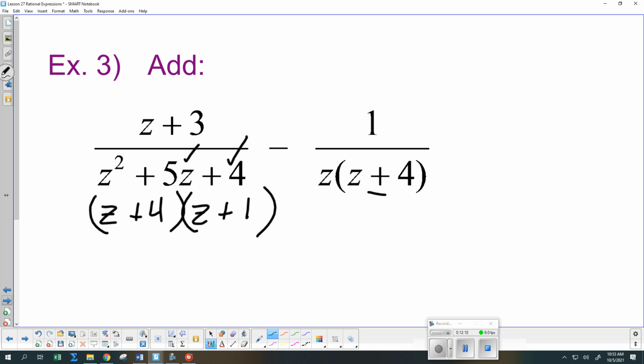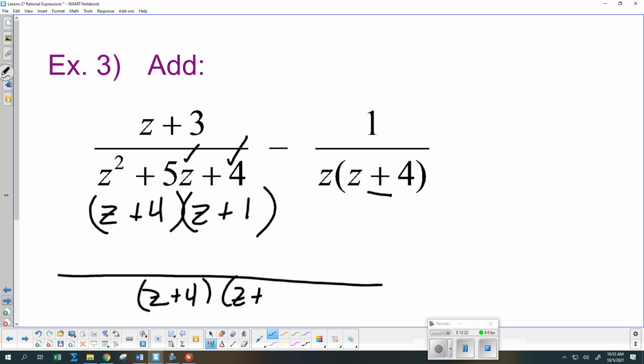And it's kind of nice because we've already got one of those. So that tells me that my least common denominator needs to have a z plus 4 and a z plus 1. Already got the z plus 4, and I also need a z. So when I'm copying it down from the book, I do the z plus 3 over, and I wouldn't write that at all. I just write the z plus 4 and z plus 1 under that first piece. And then I'd copy the second part, and then I'd say, oh, but if this is going to be my common denominator, this one is missing a z.